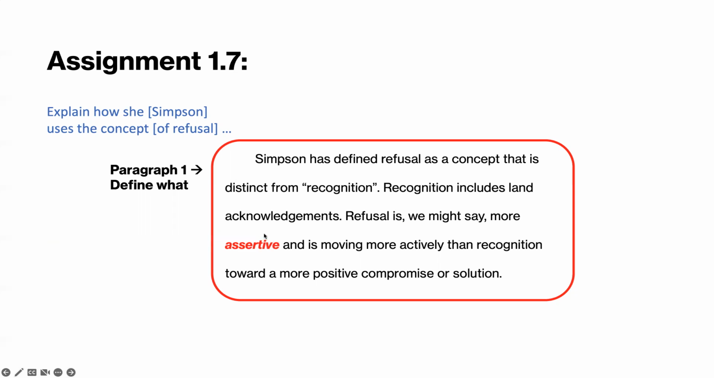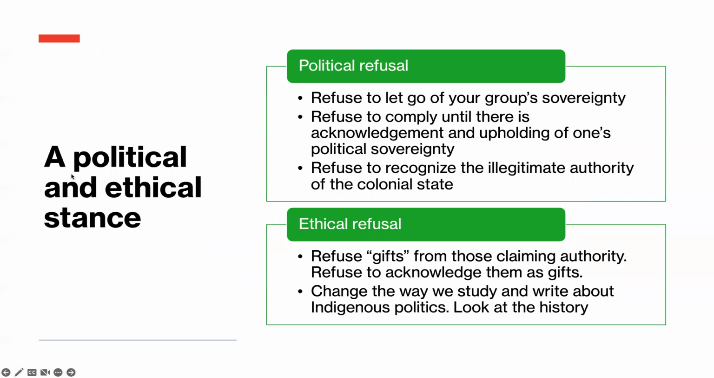That's the theme. You don't have to bold and turn it in red if you're writing your assignment, but I'm just emphasizing that this is, I think, a good thematic point to emphasize in your answer, and then your answer will tie together. All right. Refusal is, we might say, more assertive and is moving more actively than recognition toward a more positive compromise or solution. A political and ethical stance.